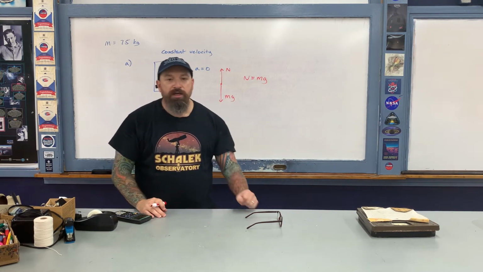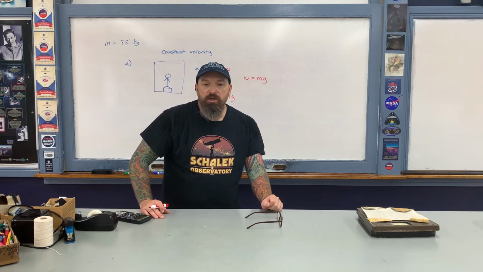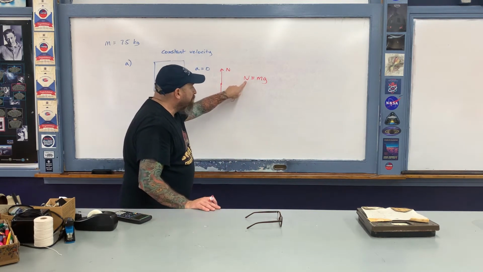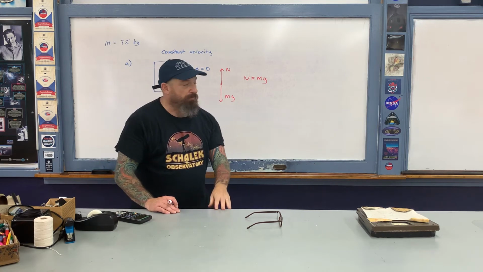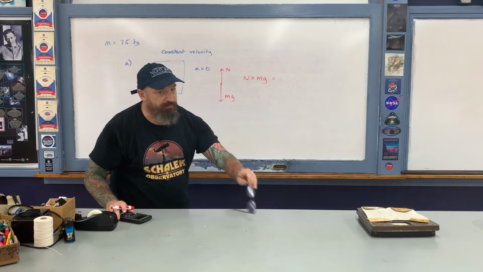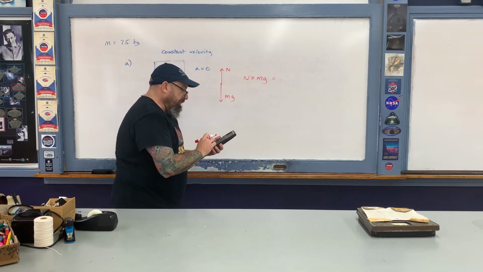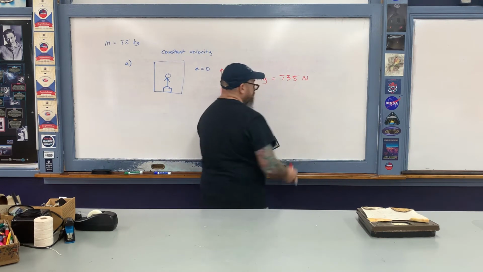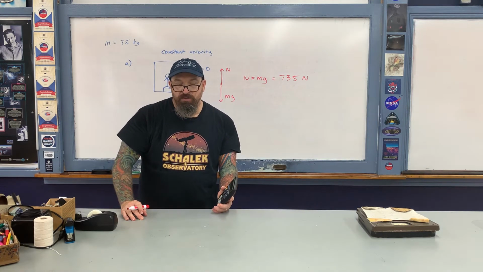So yes, when you stand on a bathroom scale in the morning as you're getting ready for school, that's reading your weight. But it's reading your weight only because it's directly reading the normal force, which is equal to your weight, as long as your acceleration is equal to 0. Okay, let's go ahead and plug in the numbers here. So I have 75 kilograms for the person's mass, and then multiply by 9.8 meters per second squared, and this is 735 newtons.